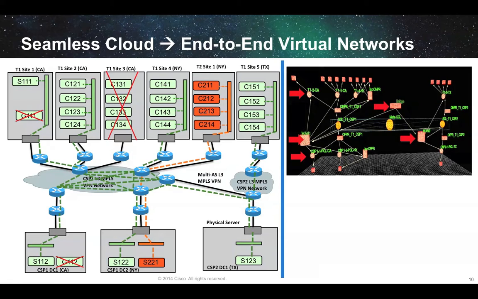As you can see, the Seamless Cloud, along with the isolations that are part of that Seamless Cloud, are mapped to virtual networks end-to-end for isolation and reachability control.